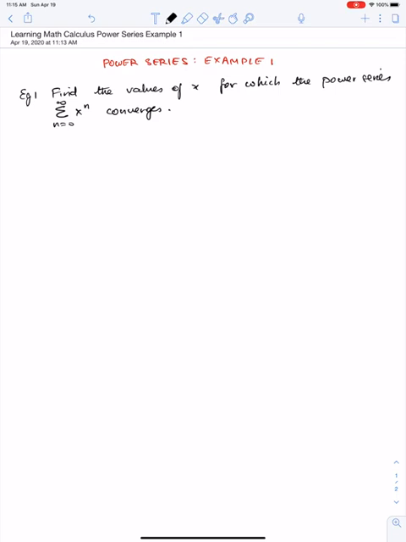And now we will do a problem. The instructions are: find the values of x for which the power series summation n equals 0 to infinity x to the n converges. I'll pause for a moment as you write this down.